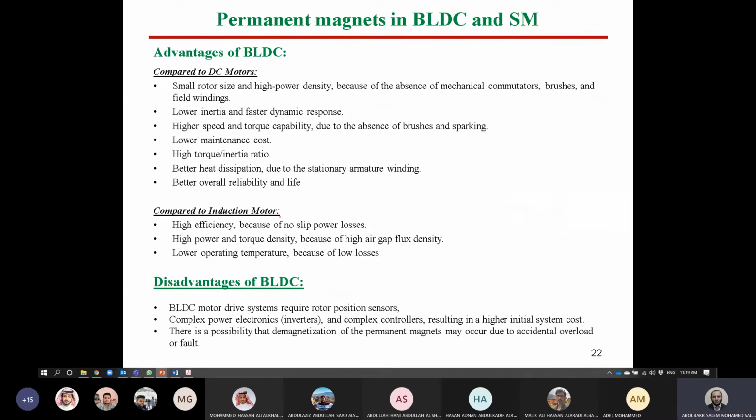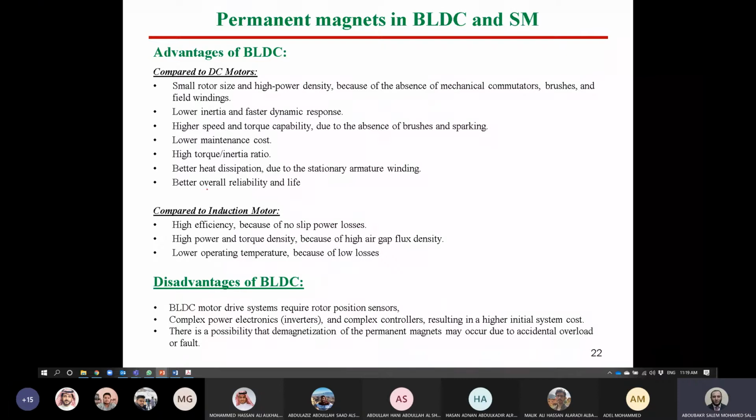We have some comparison here between permanent magnet machines. Of course, permanent magnets in PMDC, we stated PMDC in the last class. PMDC is brushless DC, and it's called DC because the supply is DC, the supply of the inverter, which converts DC to AC. However, it's mainly a synchronous motor. But what are the advantages of PMDC compared to DC motors and induction motors?